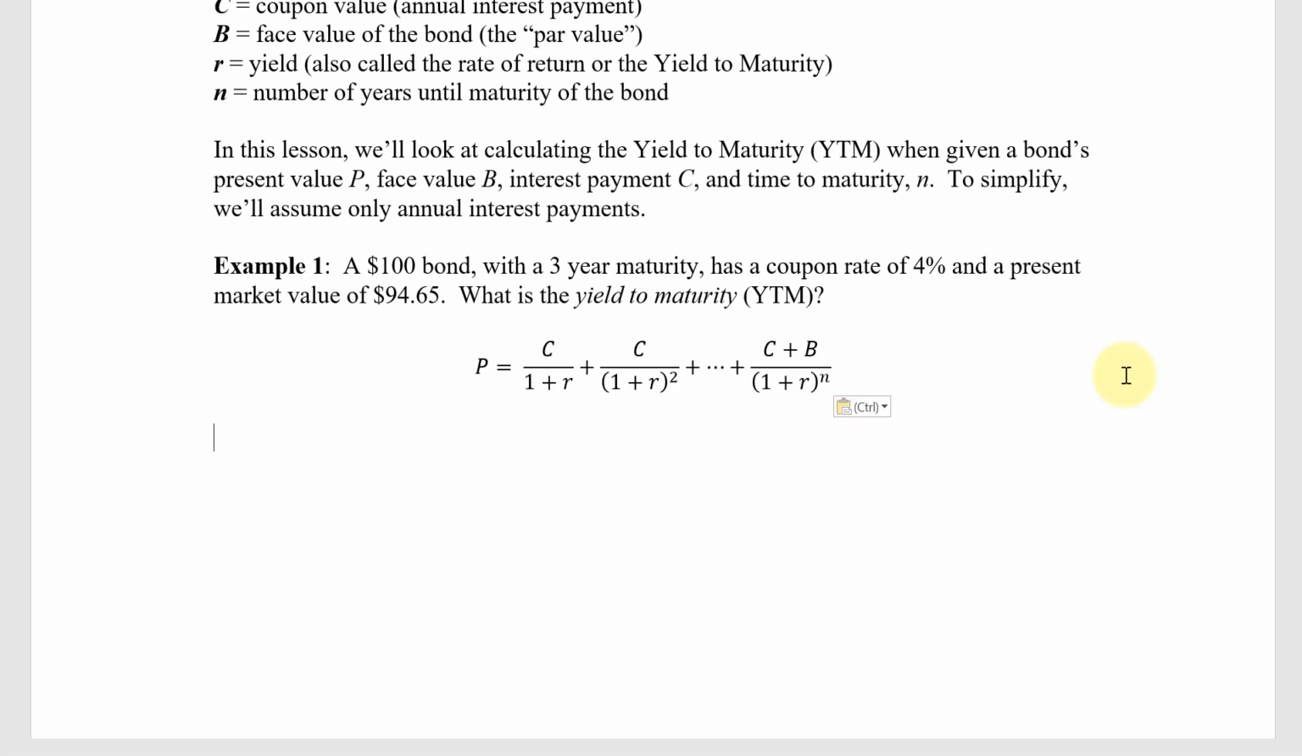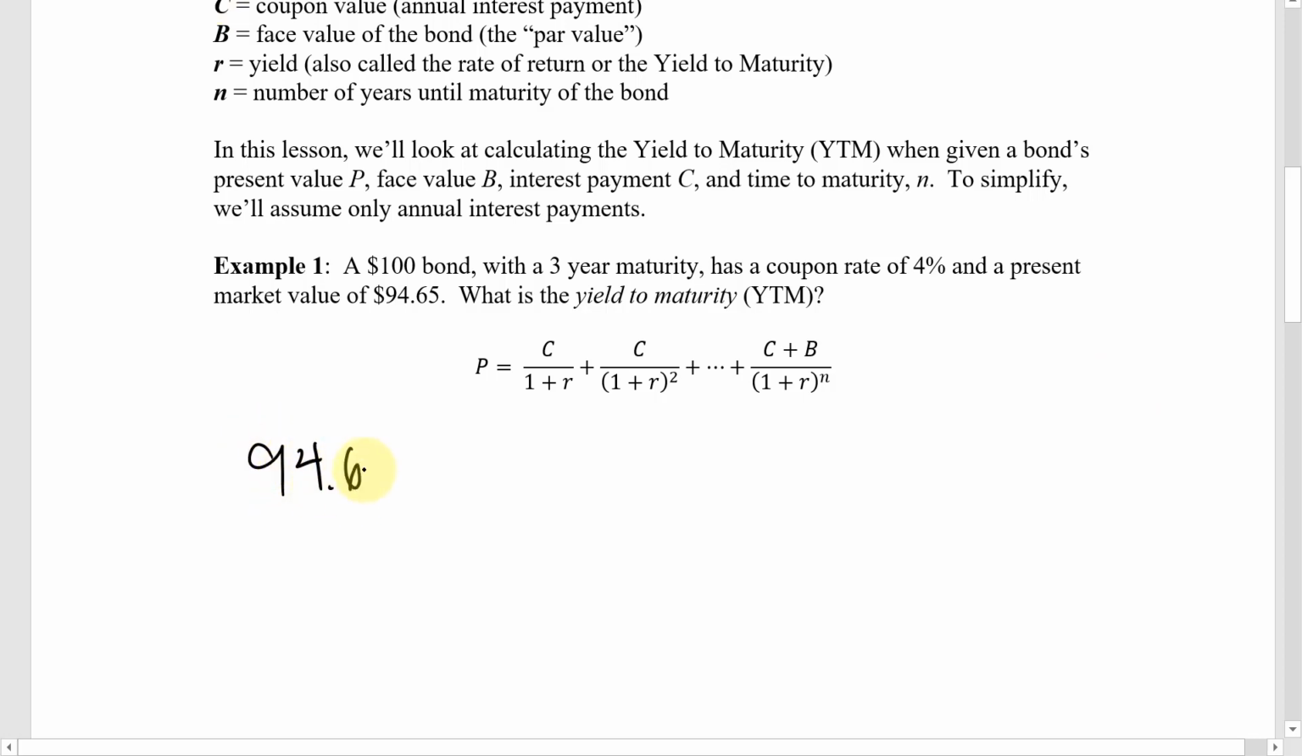Now, what values do we know at this point? We know the present value. Present value is P, so that's $94.65. Now we need to know what these coupon payments are, but they are based on this rate of 4%. So what the C is, is the interest payment based on the par value or the face value. So there'll be $4 payments every year. That doesn't sound like a whole lot, but maybe you could buy a couple thousand of these. So the coupon payment, our interest payment, is $4.